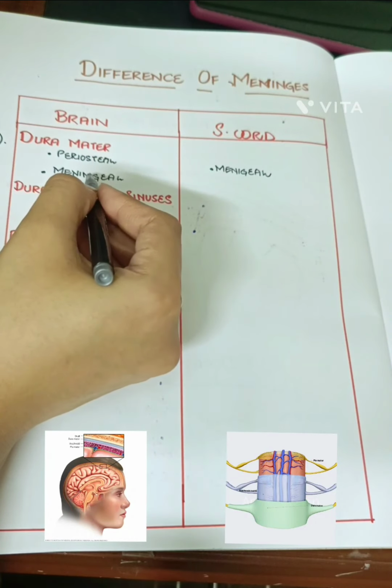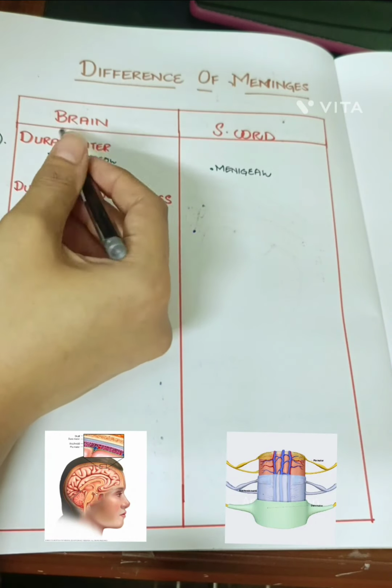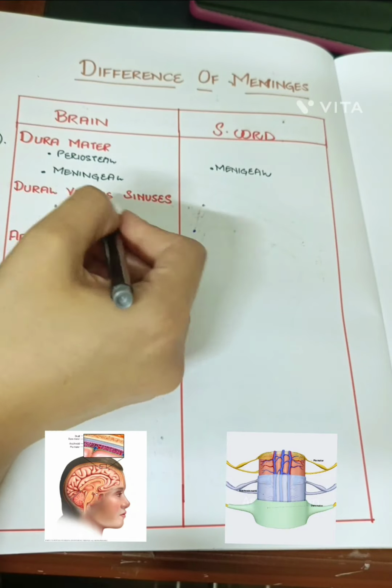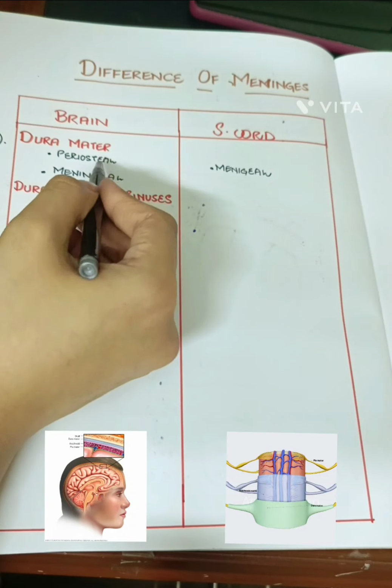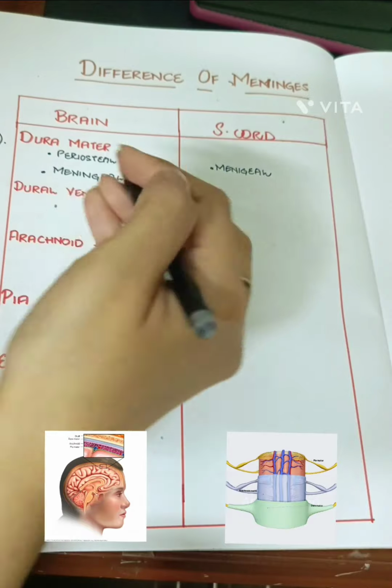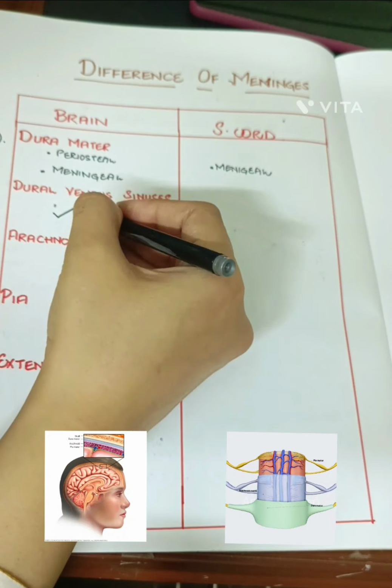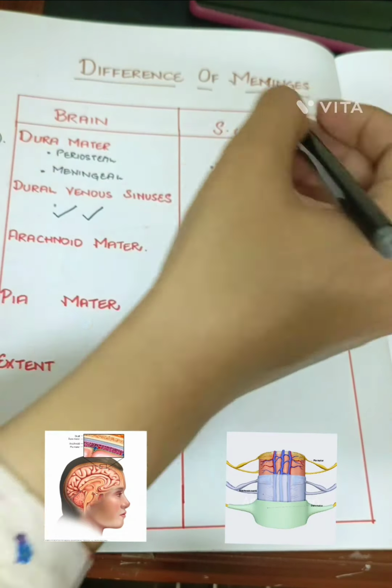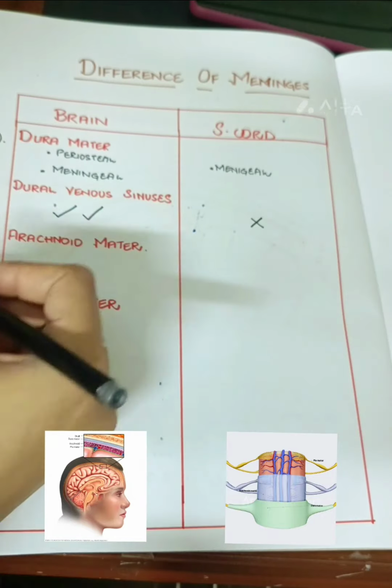Since the two layers of the dura mater are found only in the area of the brain, therefore the dural venous sinuses, which are the sinuses formed between the periosteal and the meningeal layer, are present in the area of the brain. However, these sinuses are absent in the area of the spinal cord.